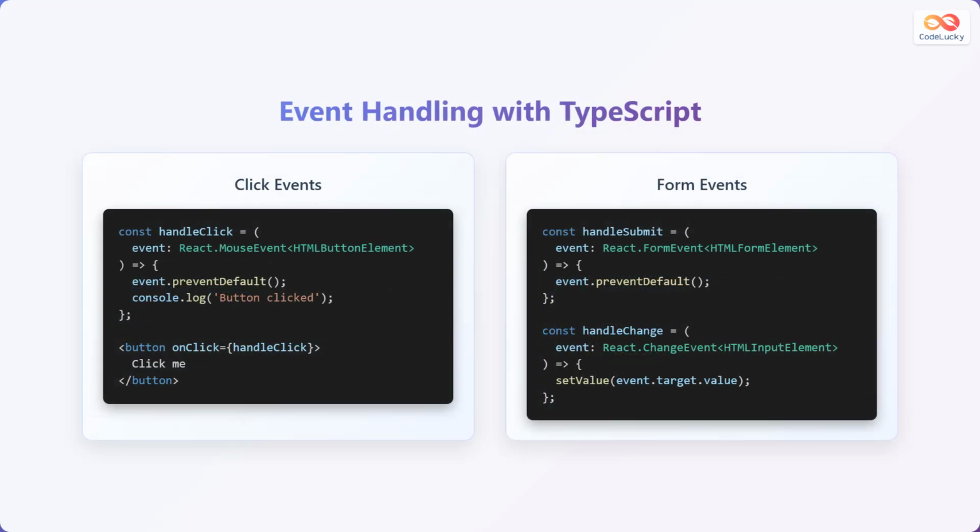Now let's look at event handling in React with TypeScript. For click events, define the event handler function with the correct event type. For example, const handleClick is equal to an arrow function that takes event, which is of type React.MouseEvent, with HTMLButtonElement. Inside the function, prevent the default action. For form events, similarly, define the event handler functions with the appropriate event types such as React.FormEvent with HTMLFormElement, and React.ChangeEvent with HTMLInputElement.